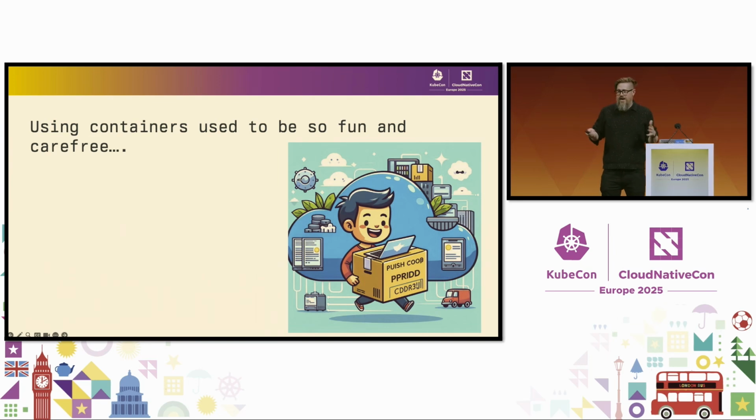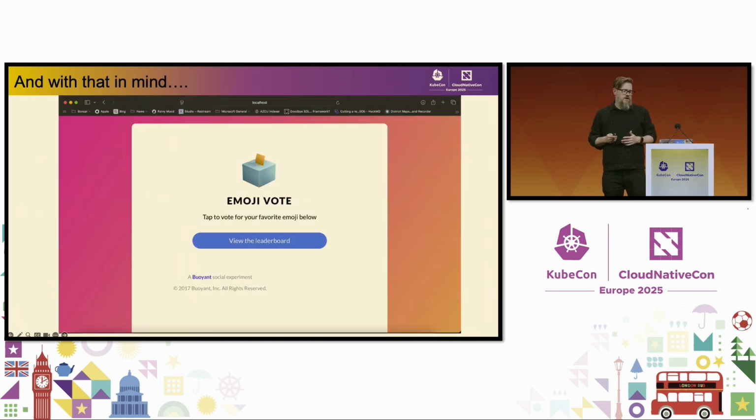It made demos at KubeCon or other conferences really, really easy, as long as the Wi-Fi was working, and just kind of gave you this kind of carefree experience. So with that in mind, and reminiscing, I thought that I would try to deploy an application as part of this talk. We're going to talk about supply chain security and how it applies to deploying an application.